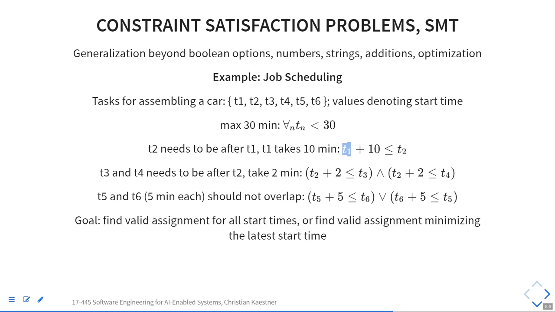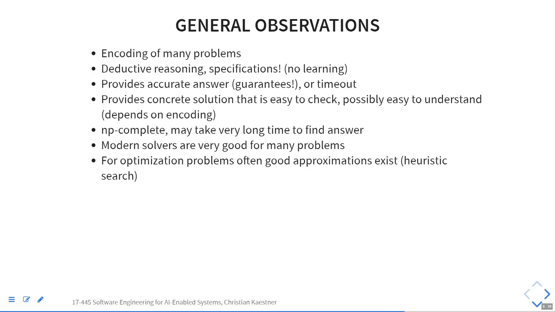A SAT solver will never give us an assignment for a formula that's not actually a satisfying assignment. A CSP solver will never give us a solution to this problem that's actually not fulfilling all the constraints. And if we're minimizing something, it will give us the optimal solution as well. So why I'm bringing this up is there are lots of symbolic AI techniques where you can encode a lot of problems as logic reasoning. This is actually deductive reasoning. We have specifications. This is not the inductive machine learning reasoning, right? So we provide rules and the machine will reason for us following those rules. And it provides an accurate answer.